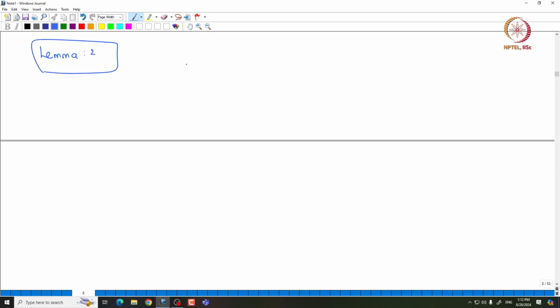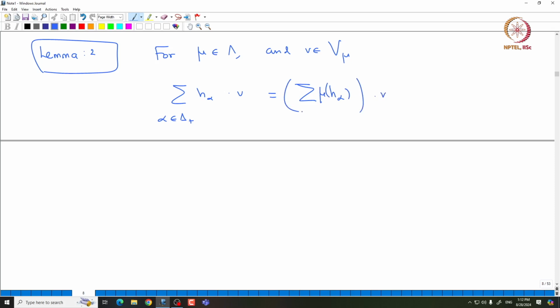If you take the second one, again for mu in lambda and the vector v in V mu, you can see the summation of H alpha, alpha in delta plus. How does it act on v? Because H alpha is going to act as mu of H alpha, this is going to be the summation of mu of H alpha times v, alpha runs over delta plus. Now, we already know what mu of H alpha is. Mu of H alpha is nothing but twice mu alpha divided by alpha alpha, and because we are in type A, alpha alpha is 2, so this is exactly mu alpha. So this is what you get on the right side.